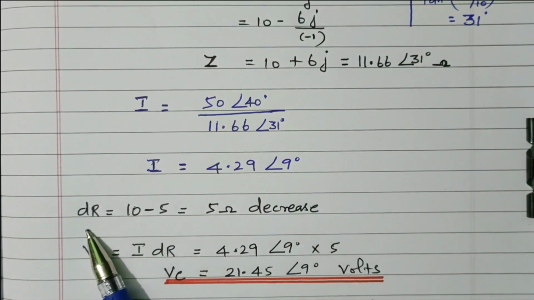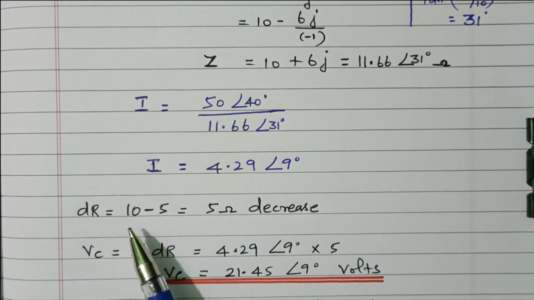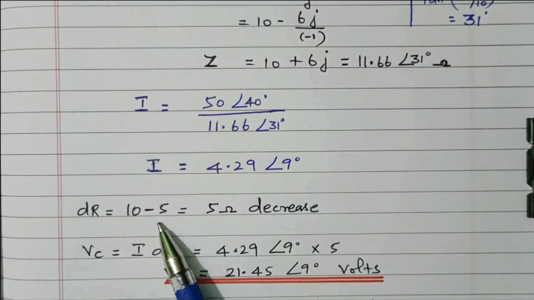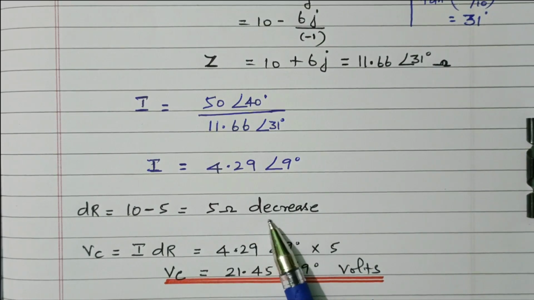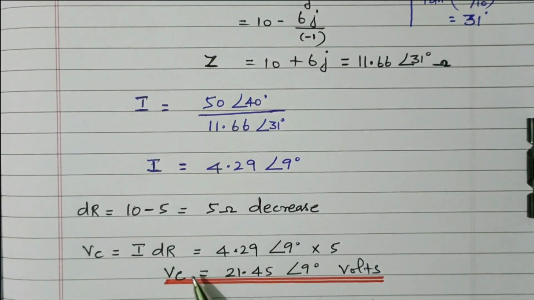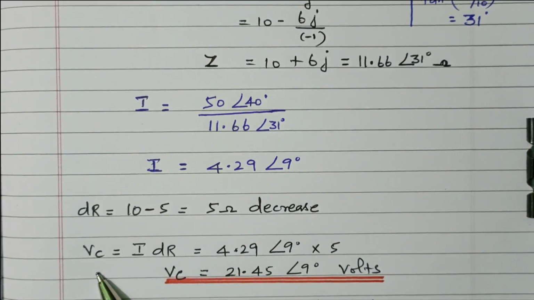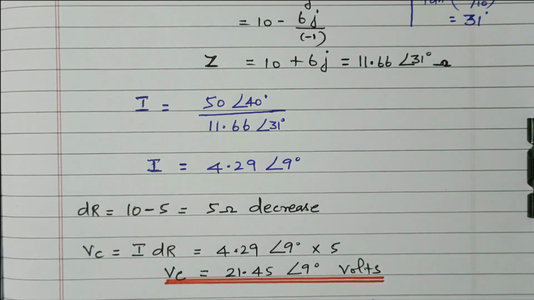Now what is the change in resistor? 10 ohm is changed to 5. So 10 minus 5, 5 ohm decreases. There is a decrease in resistor. So from that we can find the compensated voltage. I into dR: current in the original circuit into change in resistor. 4.29 with an angle 9, this is the current, into change in resistor 5. Right? So VC equals 21.45 with an angle of 9 degrees. This is the compensated voltage. So we calculated the compensated voltage.